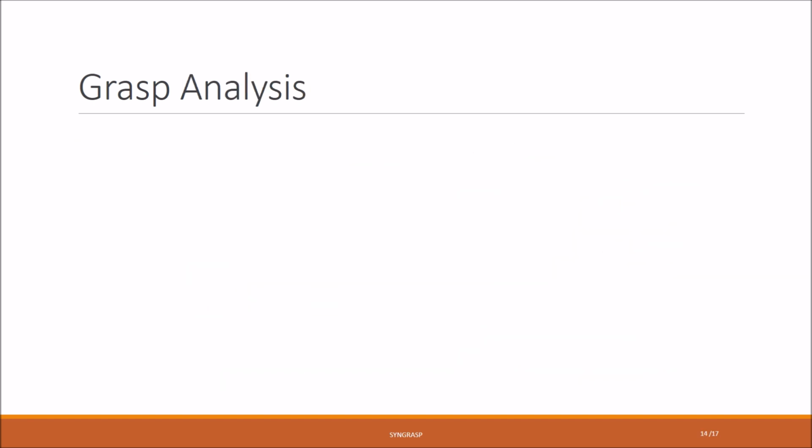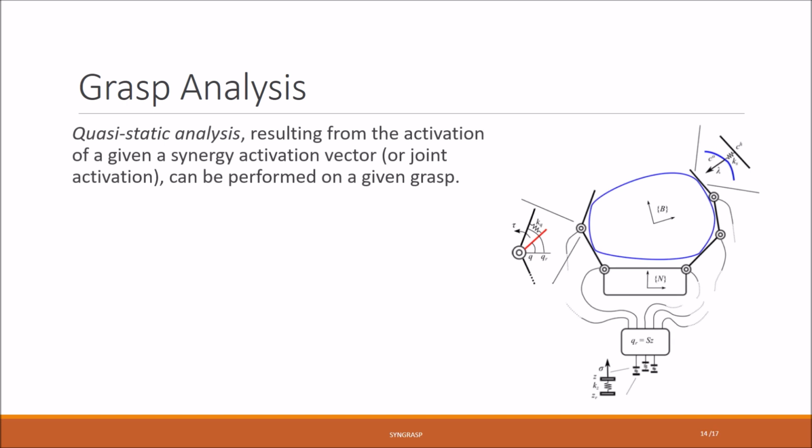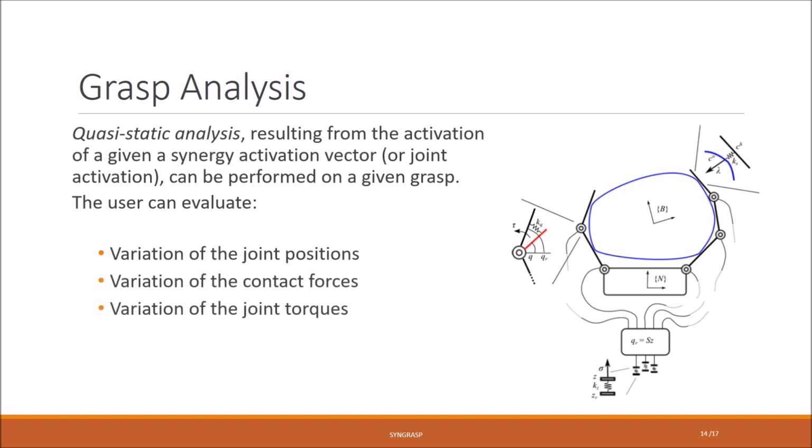Once our grasp is defined, it is possible to analyze it from a quasi-static point of view. In particular, we can see what happens between two equilibrium positions when we activate a synergy or simply some joints. In particular, it is possible to evaluate the variation of the joint positions, the variation of the contact forces, the variation of the joint torques, the object motions inside the hand, and if friction constraints are satisfied. In this figure, you can see a simplified model of the hand, including a synergistic actuation and compliances at the joint level and at the contact level.